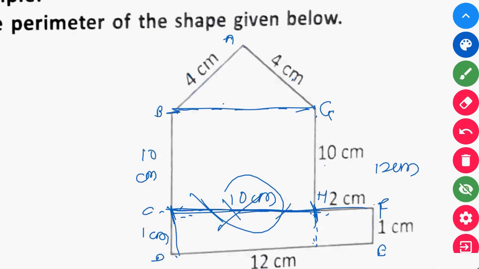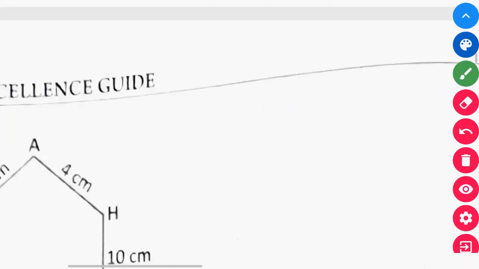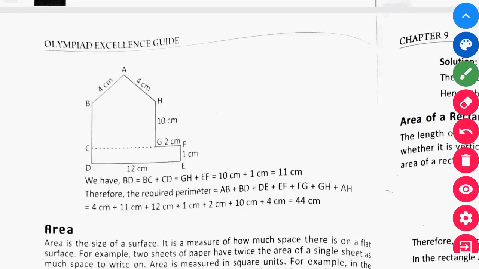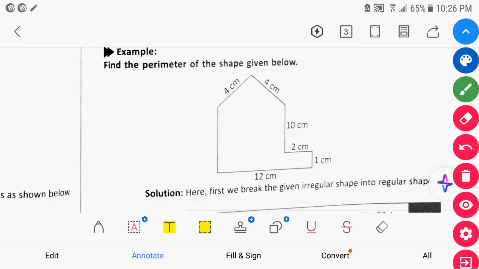Just add this: 4 plus 4 is 8, plus 10 is 18, 19, plus 12, 31, 32, 34, 44, and 4, that is 48. I took 4 two times and again I took the 4. So 44 is the perimeter of the figure.